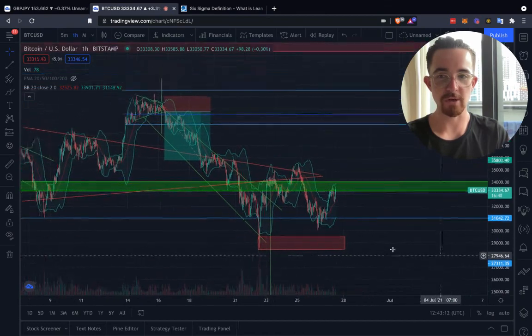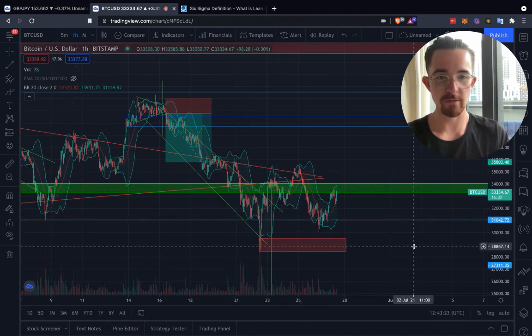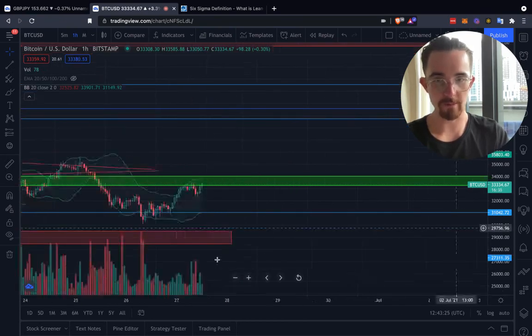My chart here is a bit messy, but let's just say right here, right? On June 21st, we started this bearish trajectory, right? Because remember, this is on the 1 hour time frame.